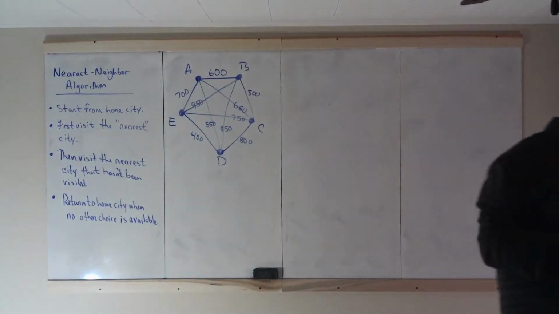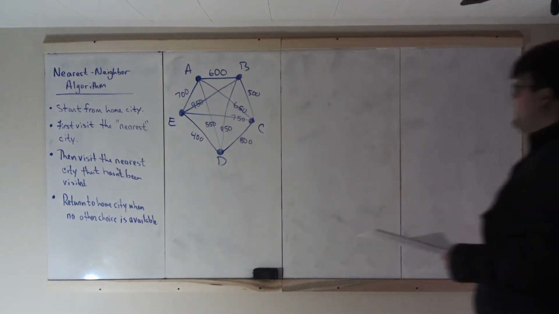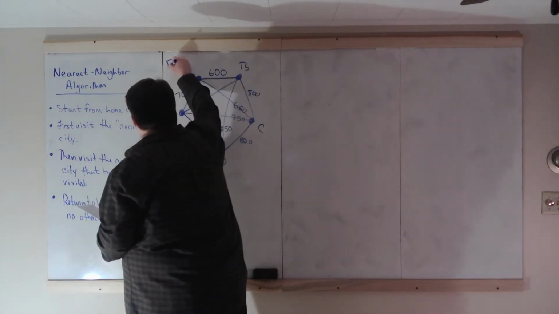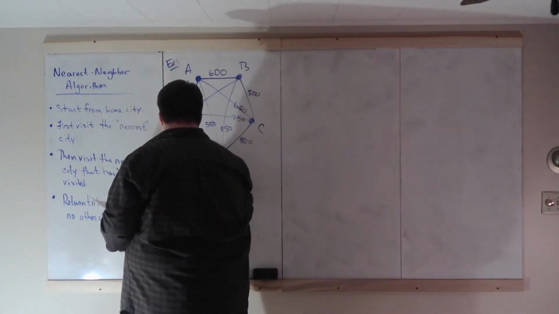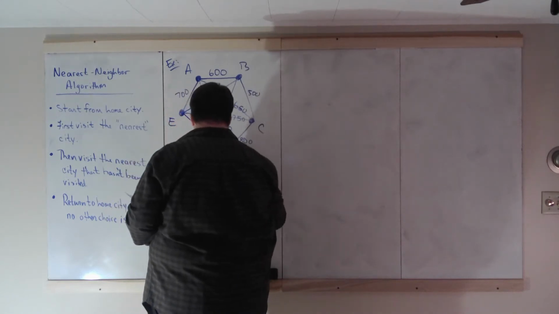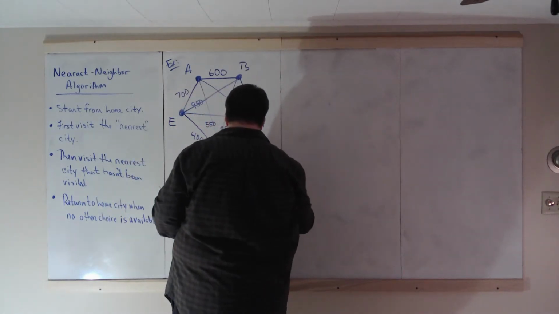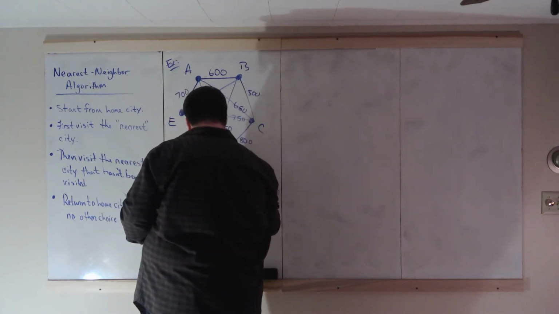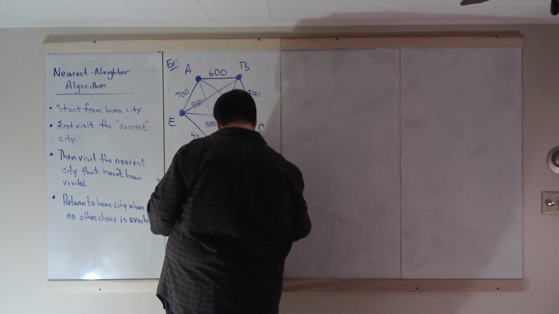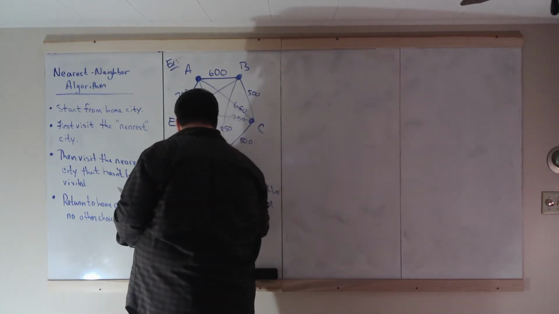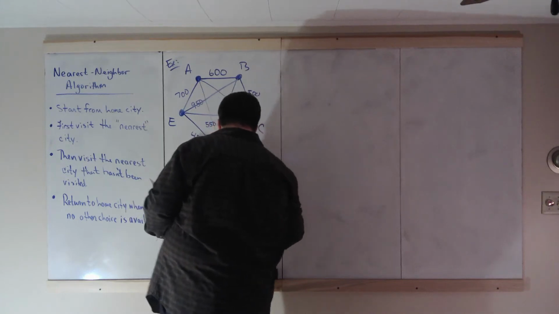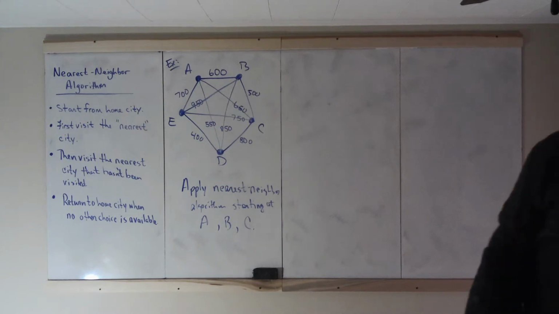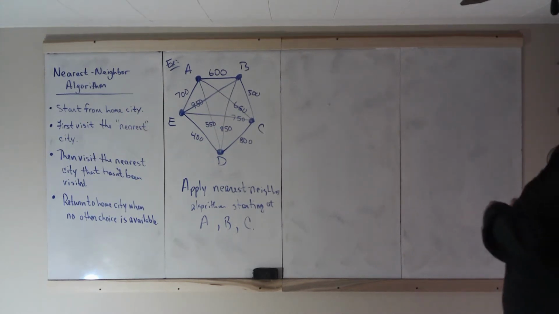So what we're going to do here is apply, we're going to do a couple different ones. So let's apply, in this example, the nearest neighbor algorithm starting at, let's do 3 of them. Let's start at A, let's start at B, and let's start at C. Apply the nearest neighbor algorithm starting at vertex A, then vertex B, then vertex C.